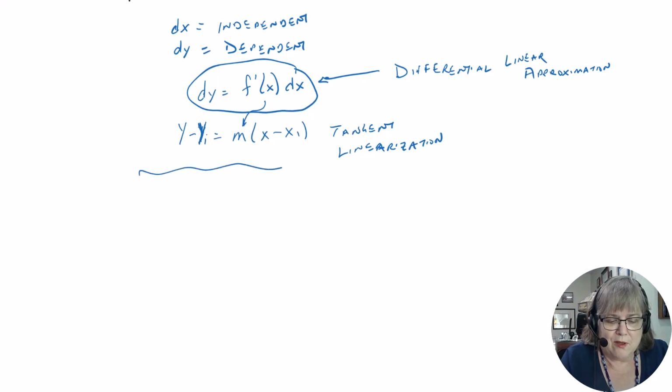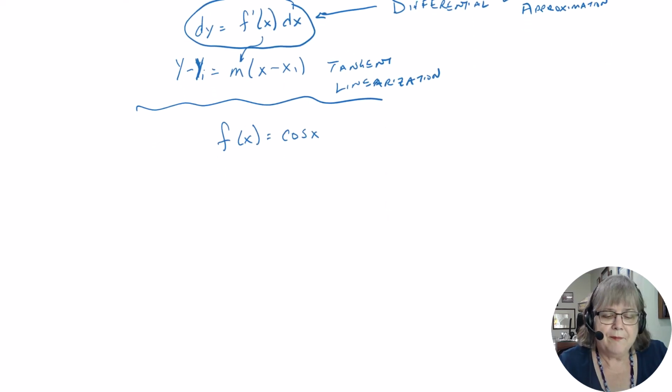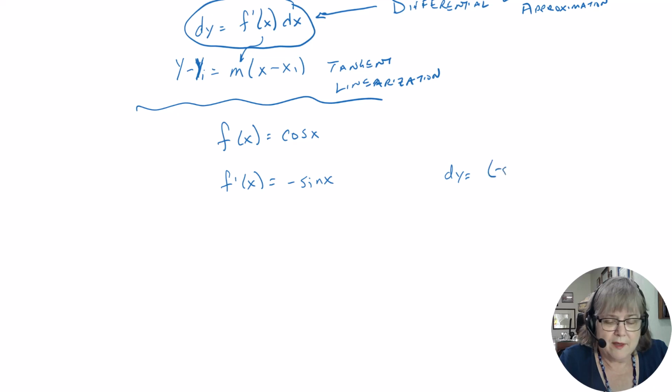And so let's start a problem and say you have some function cosine x, and they want you to find the differential. Now, you're going to need the derivative, and the derivative of cosine is minus sine x. And then what they want you to do is to say dy is equal to minus sine x dx. And that was always really hard for me to keep up with. I don't know why I had a thing against that. I just did.